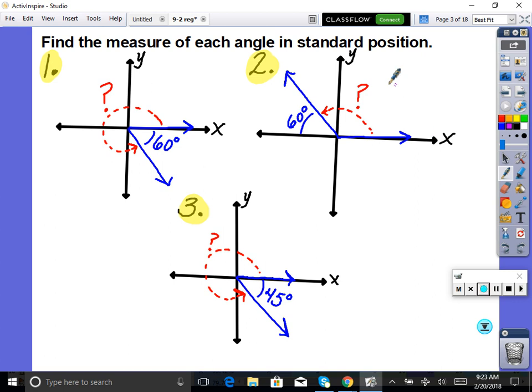Halfway around a circle is 180. So 180 minus 60 would be the leftover amount. Good point. How much is that? So question mark equals 120 degrees, everybody. Boom, boom, boom. Easy stuff. Let's go to number 3.